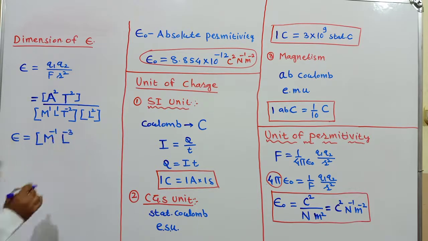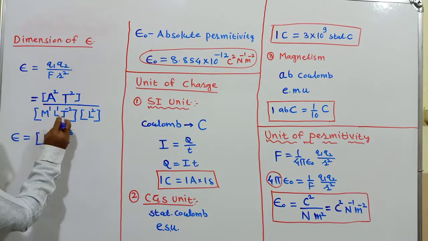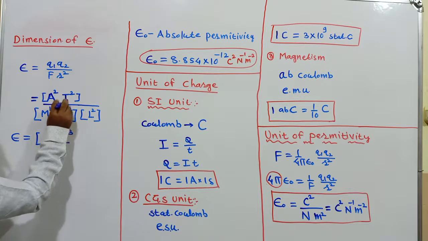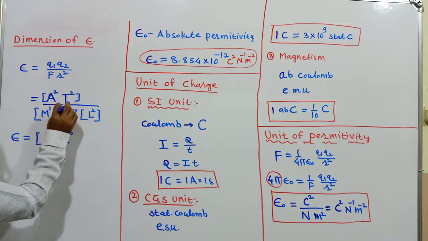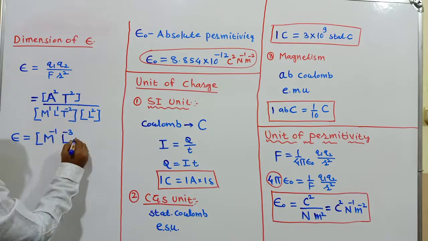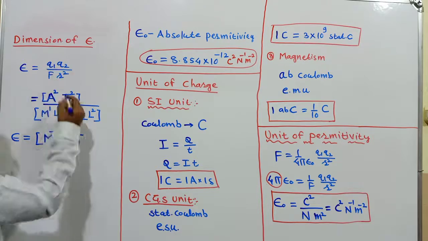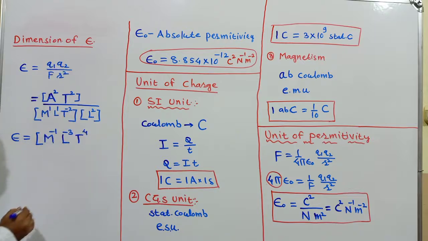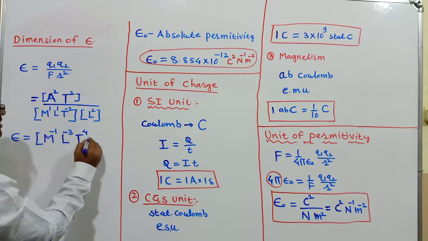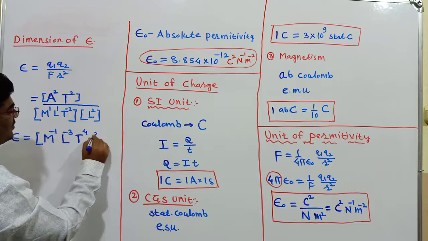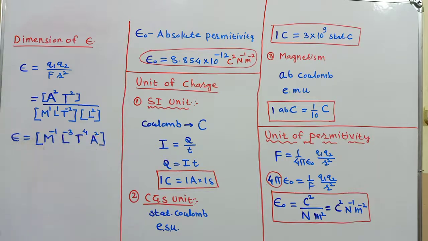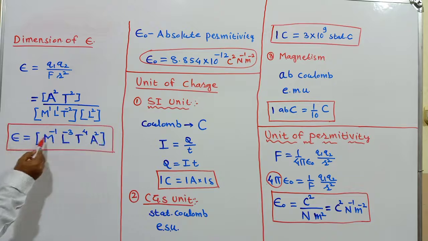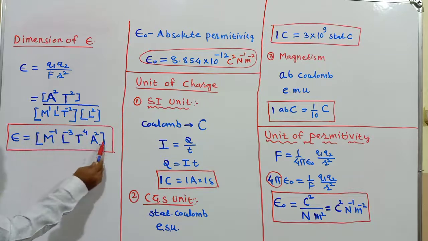Minus 3 in length. Whereas time, I have got 1 here and another time factor is here. So I will take this up, and minus will become plus 4 in time. And left out is ampere, 2 in ampere. So this is the dimensional formula for permittivity. Complete equation, dimensional formula I have got.